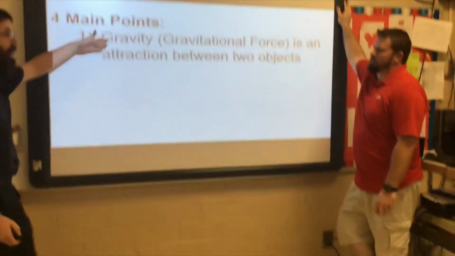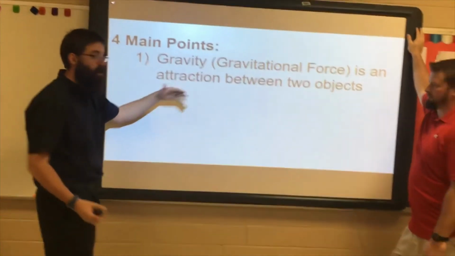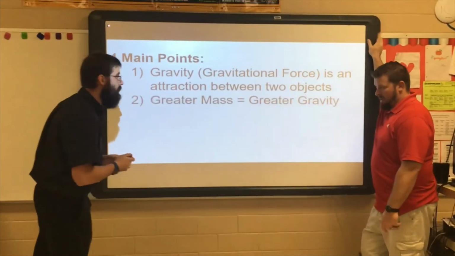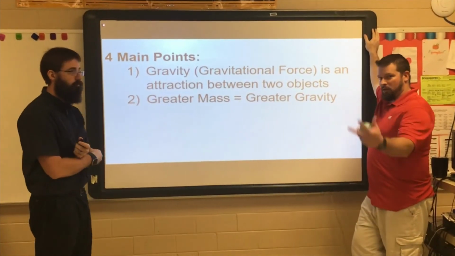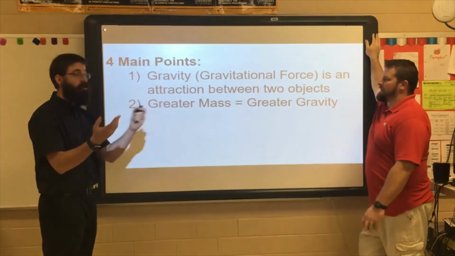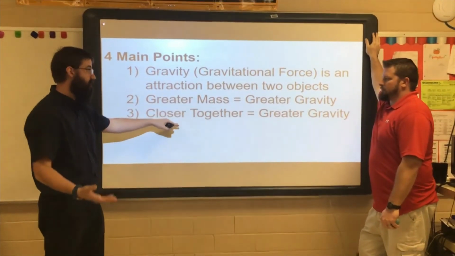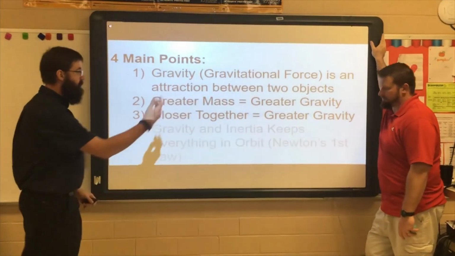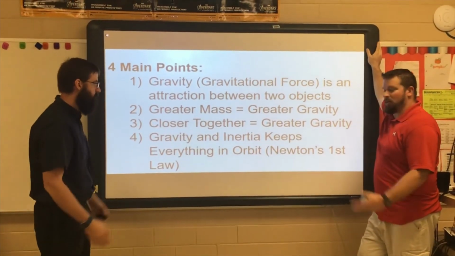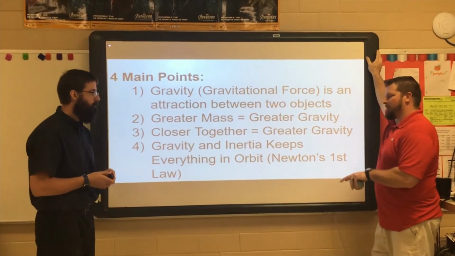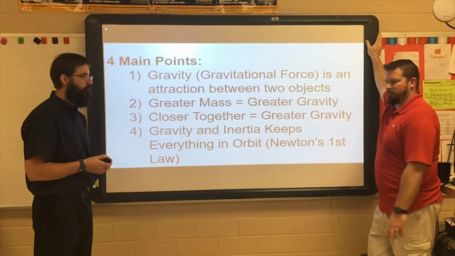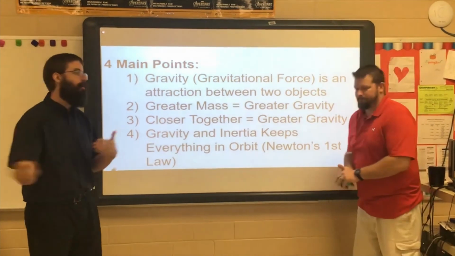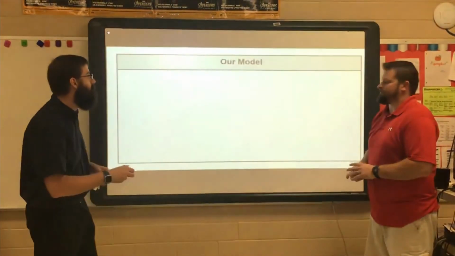And so 4 main points that we've really hit hard this lesson. Number 1 is that gravity or gravitational force is an attraction between 2 objects interacting with each other. What's number 2, Coach Parrish? The greater the mass, the greater the gravity or gravitational force it has. And it's not just mass, it's also distance. So the closer you are to something, the more gravity there's going to be. And finally, gravity and inertia keep everything in orbit. That would be Newton's first law for the inertia, there's no friction in space. These objects are able to keep on moving and keep on moving.